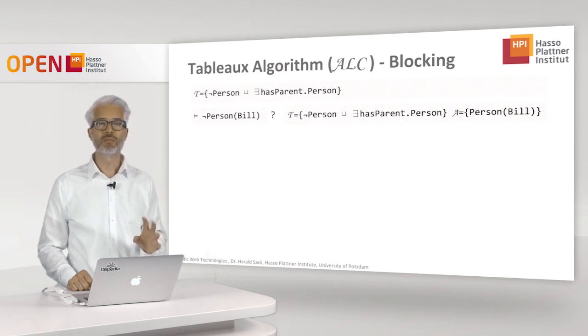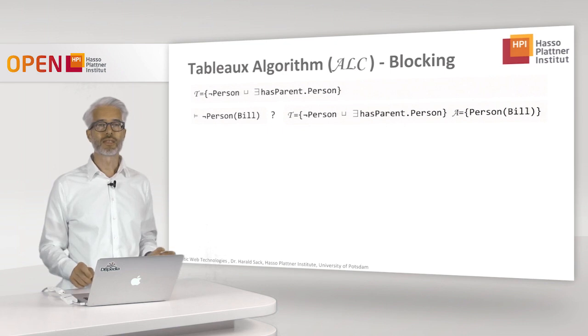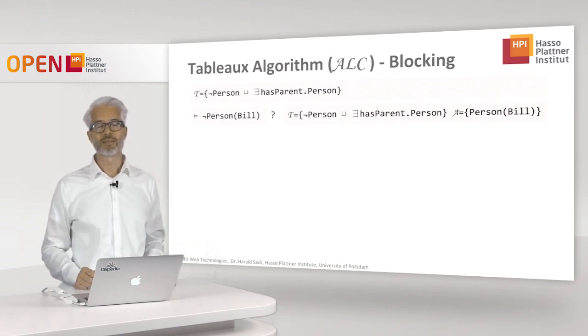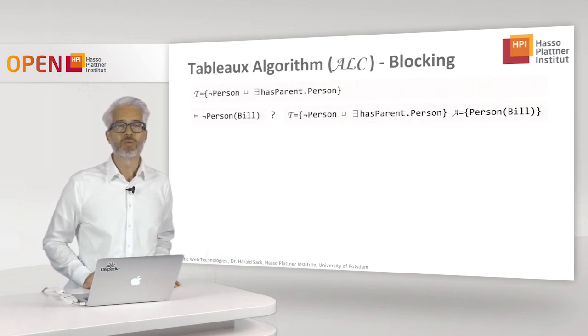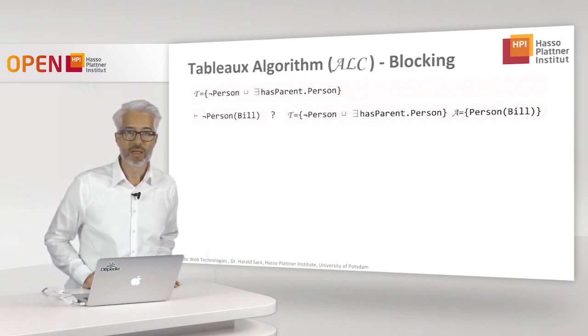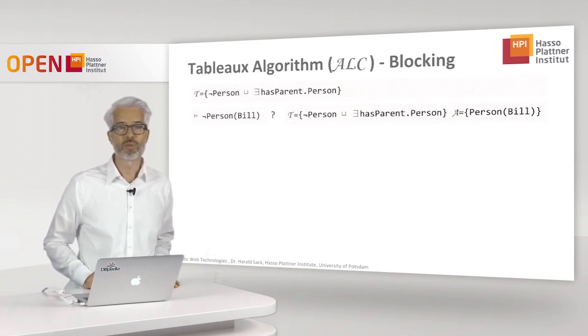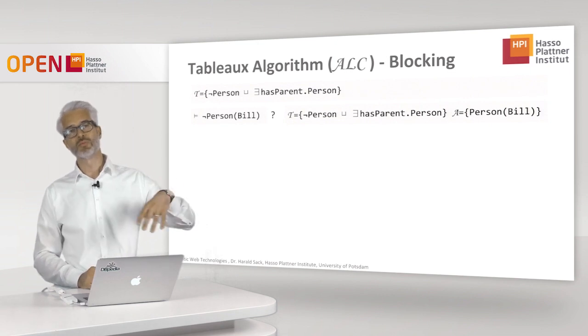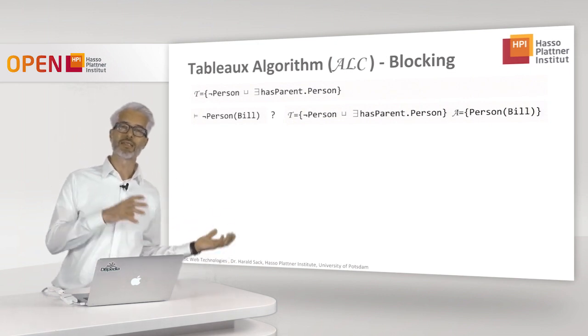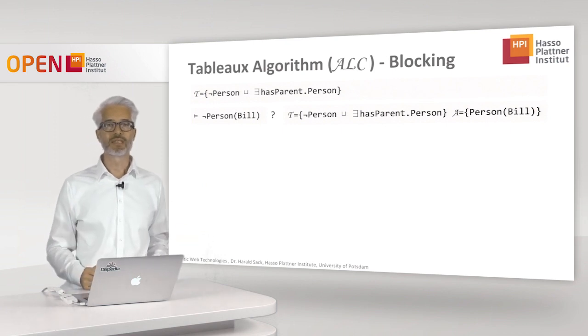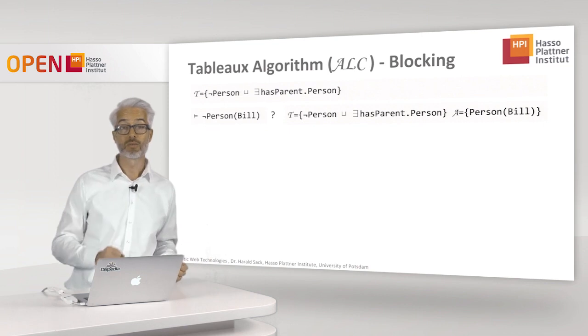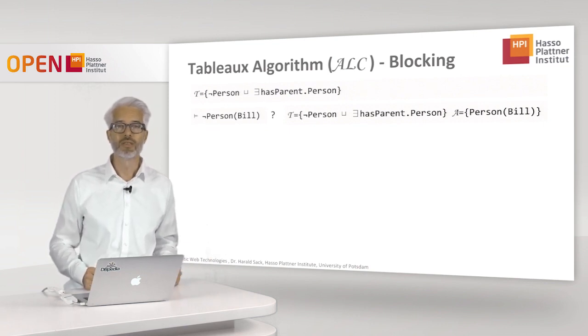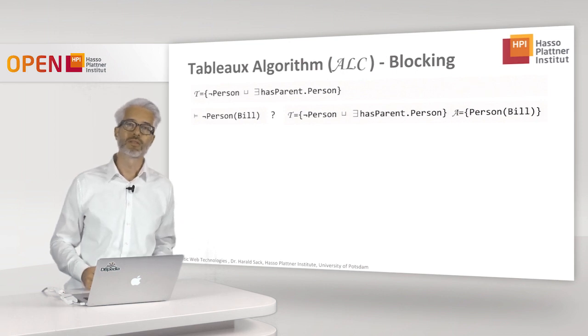So we have a knowledge base and a T-box, and the T-box states that we have a concept which states not person or there exists has parent which is a person. And we want to deduce from that knowledge base that Bill, an individual, is not a person. So you see here we have T-box and A-box. If we want to prove that Bill is not a person, we have to extend the knowledge base with its inverse. So we have to extend it with the fact that Bill is a person. So in the resulting knowledge base you have here in the T-box not person or there exists has parent which is a person, and in the A-box it states Bill is a person.